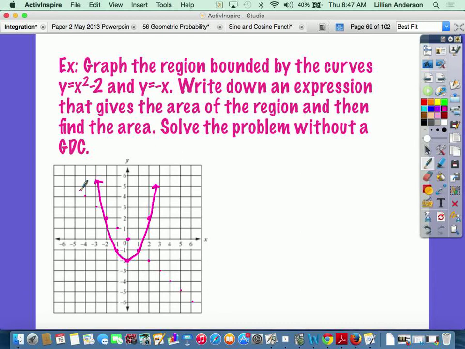And when you connect those points to form the line, you'll see that the line and the quadratic intersect each other. And you're finding the area of the region between those two curves. So you can see the area that we're going to try to find is right in here.